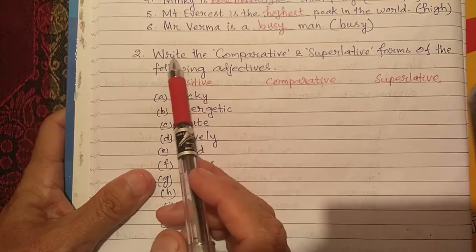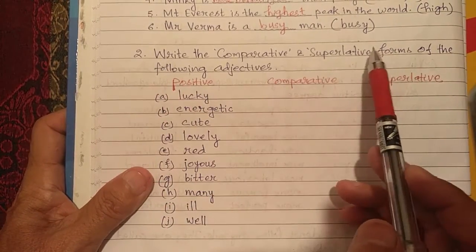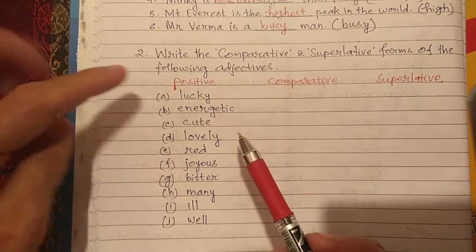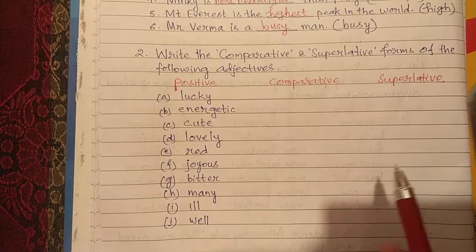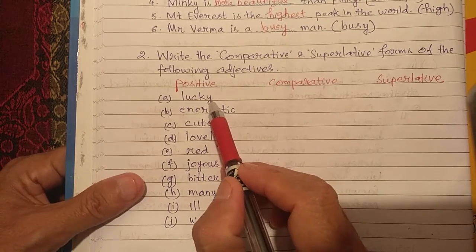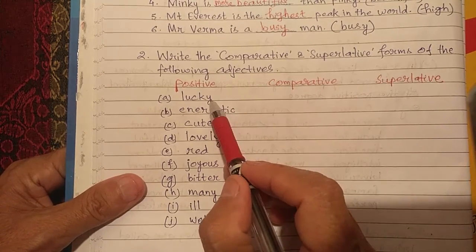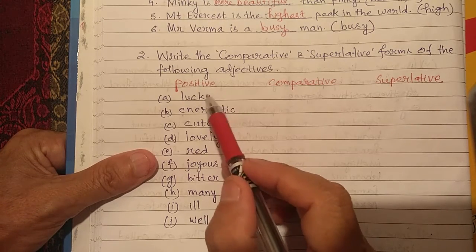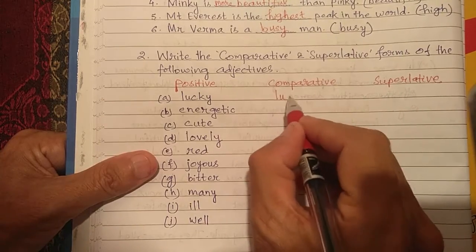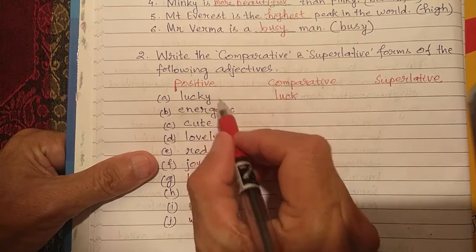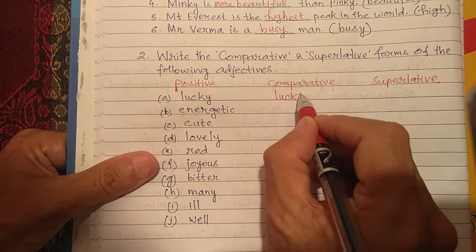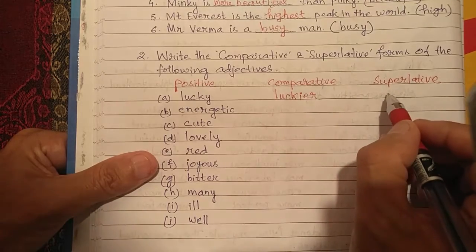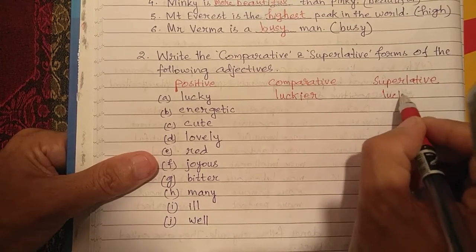Write the comparative and superlative forms of the following adjectives. So these are some adjectives in positive degree. We have to write their comparative and superlative degree. You see lucky, first one lucky. So whenever there is any adjective ending in y, what we should do? We have to first remove y. L-U-C-K. We will not write y because we have to remove it and replace it by I-E-R, luckier, and here it becomes luckiest.